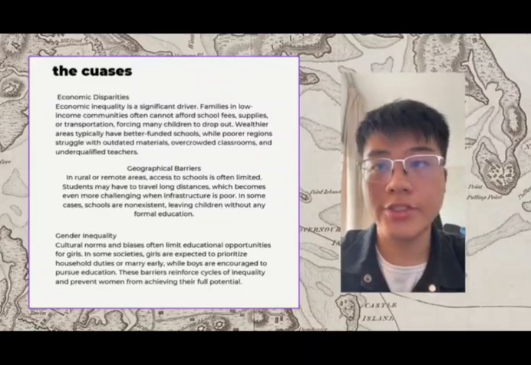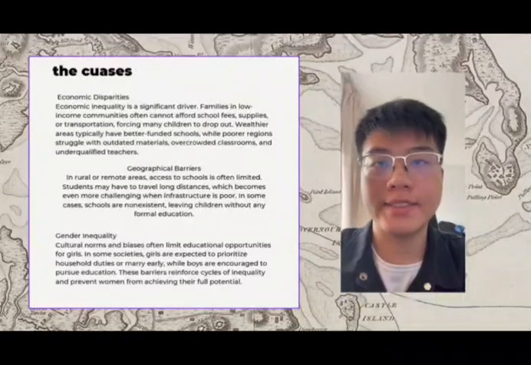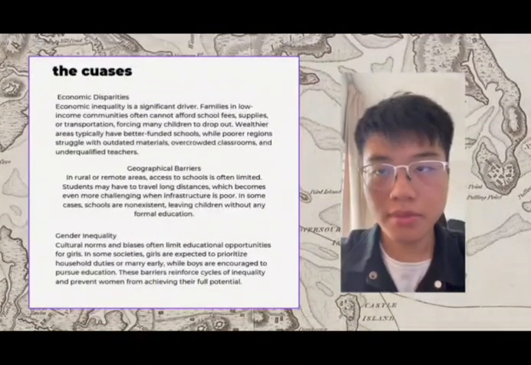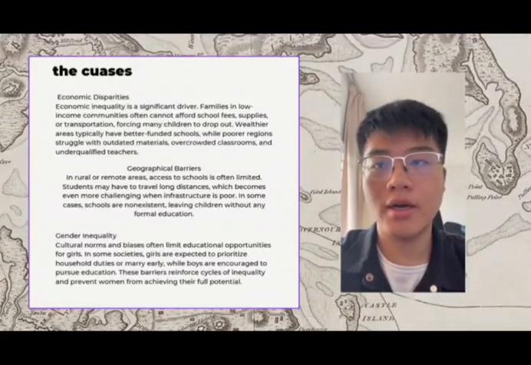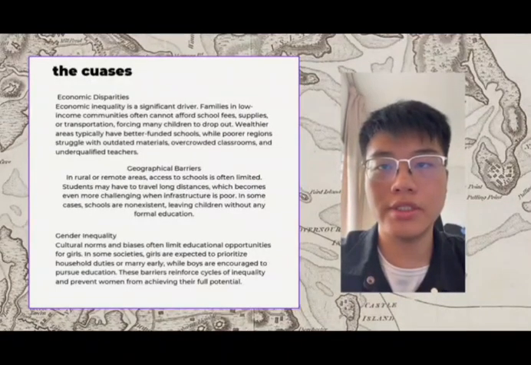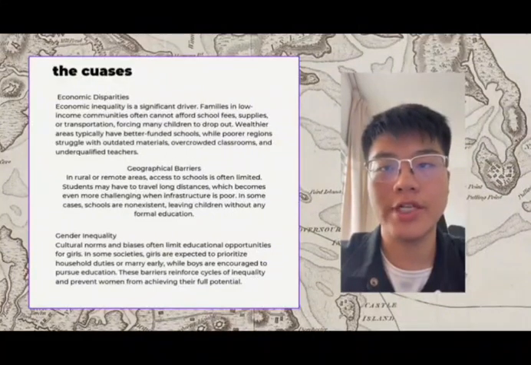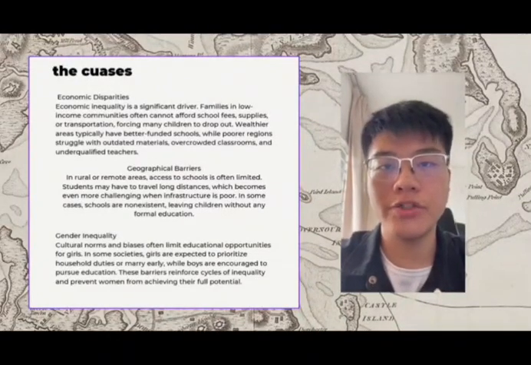The third one is gender inequality. Cultural norms and biases often limit educational opportunities for girls. In some societies, girls are expected to prioritize household duties or marry earlier, while boys are encouraged to pursue education. These barriers reinforce cycles of inequality and prevent women from achieving their full potential.